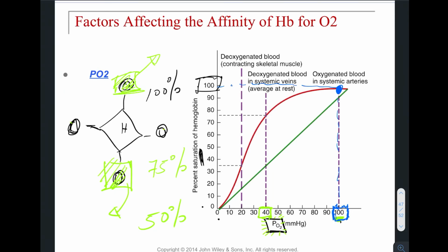When, on the other hand, you release that oxygen and now you're in those blue vessels, you're at 40 millimeters of mercury of partial pressure of oxygen. And when you look at this value, you notice that the hemoglobins now are at 75% saturation. So if you were to draw them, this hemoglobin would have oxygen in four spots at 100%, but this one right here would have it in three spots at 75%.